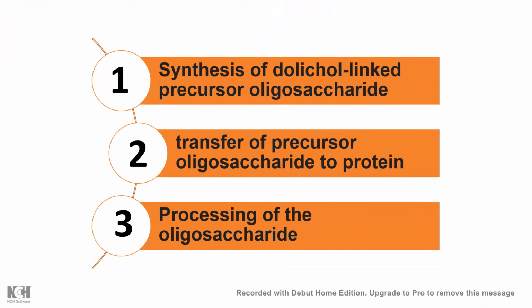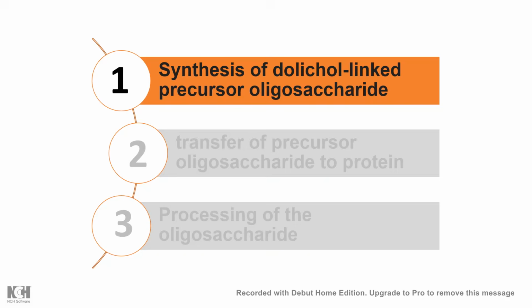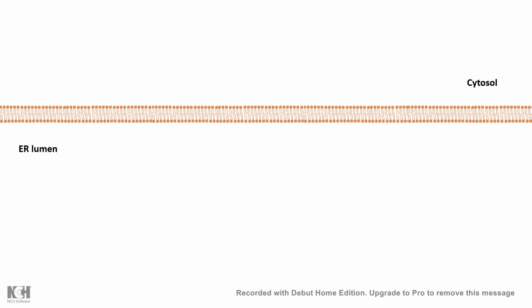Now, there are three basic steps of this whole N-linked glycosylation. First, the synthesis of the glycosylation tag that needs to be transferred to specific residues on a protein. Second, the transfer of the precursor oligosaccharide to a protein, and then further modifying the tag in several sequential steps. So we first talk about how this tag is synthesized, and the tag is synthesized inside the ER lumen.